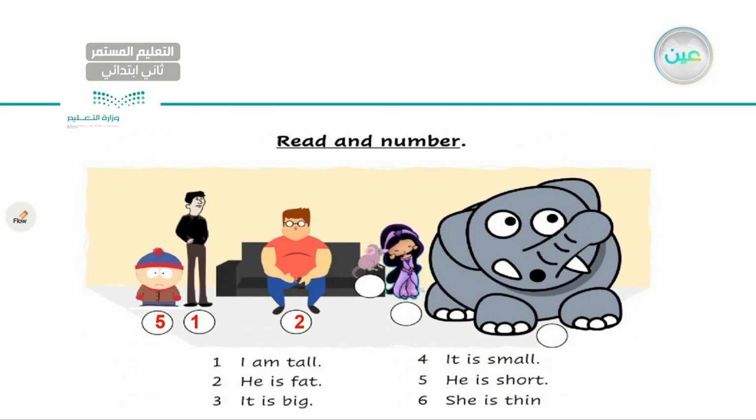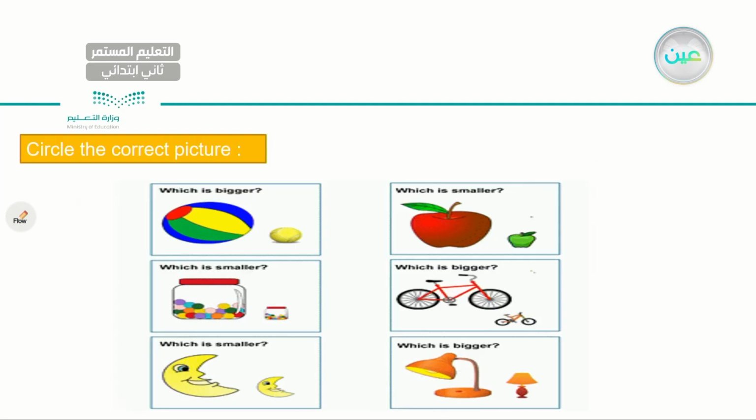He is fat. Now let's go to the mouse. How could you describe a mouse? Is it big? Actually, it is small. Number 4, it is small. Now I have the girl and the elephant. The girl, she is thin, very good. And the elephant, it is big. It is big. Very good, my dear student.